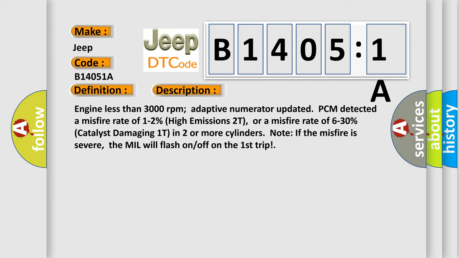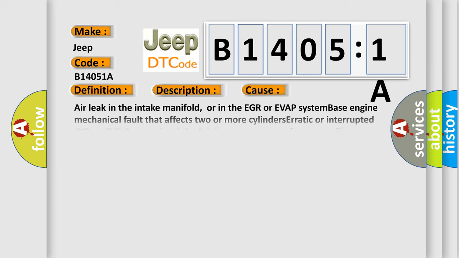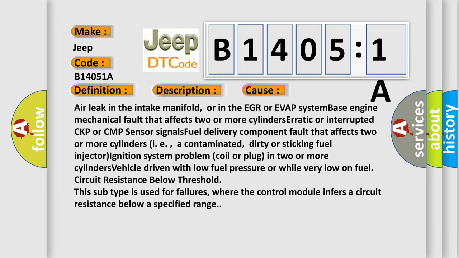Note, if the misfire is severe, the MIL will flash on/off on the first trip. This diagnostic error occurs most often in these cases: air leak in the intake manifold, or in the EGR or EVAP system, base engine mechanical fault that affects two or more cylinders, erratic or interrupted CKP or CMP sensor signals, fuel delivery component fault that affects two or more cylinders, i.e., a contaminated, dirty or sticking fuel injector, ignition system problem, coil or plug in two or more cylinders, vehicle driven with low fuel pressure or while very low on fuel, circuit resistance below threshold.